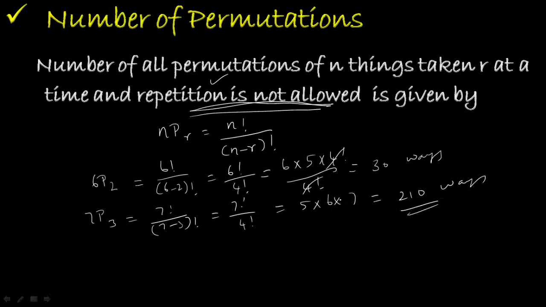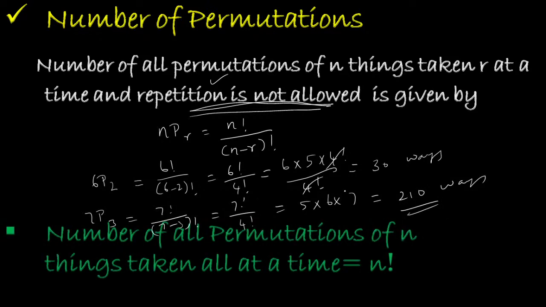So, here you have to remember one more thing: the number of all permutations of n things taken all at a time. Look here, among 6 I am going to choose only 2. Among 7, I am going to choose only 3 objects at a time. If so, I just apply these values of n and r in the formula, simplify, and get the value. Suppose, let me take the same example here.